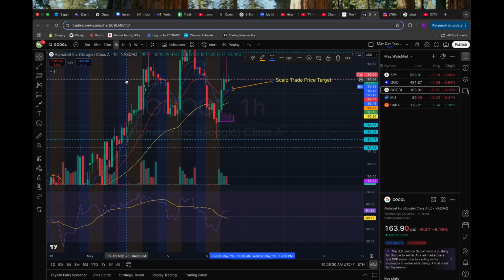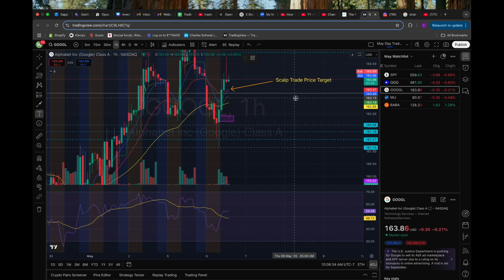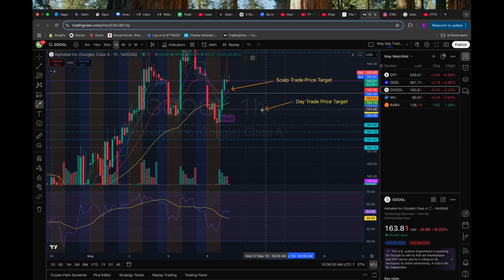So let's say I want to day trade Google, okay? What I would do is day trade price target, okay? My day trade price target would be this fair value gap right here.